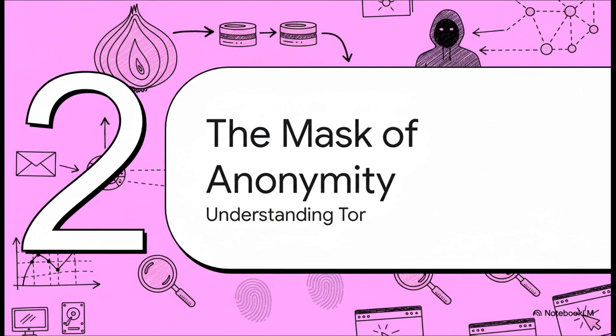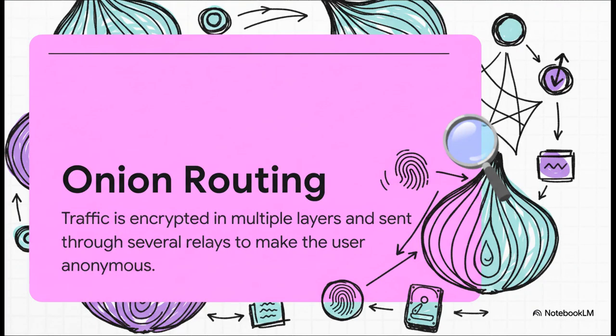So, how does this whole invisibility cloak actually work? Well, the magic behind it is a technology called Tor, which stands for the Onion Router. And trust me, that name tells you everything you need to know. Right. So imagine your data is a message inside an envelope. Onion routing takes that envelope and wraps it in layer after layer after layer of digital encryption. It's just like an onion. Each layer has just one instruction: send me to the next stop. Only when it gets there can the next layer be peeled away to reveal the next destination.